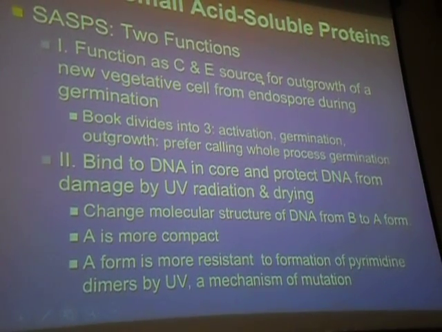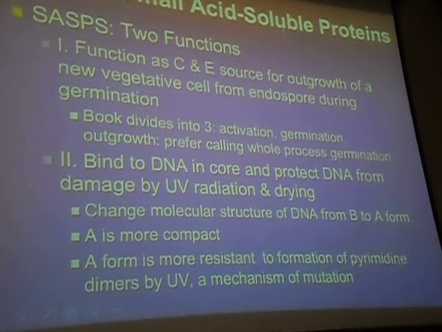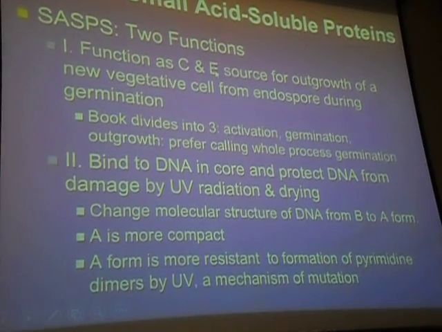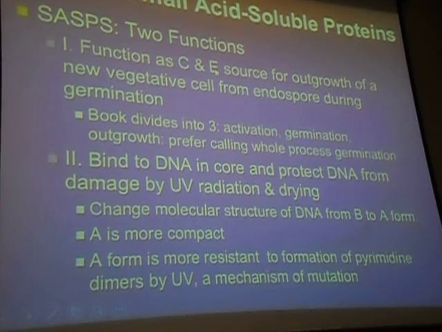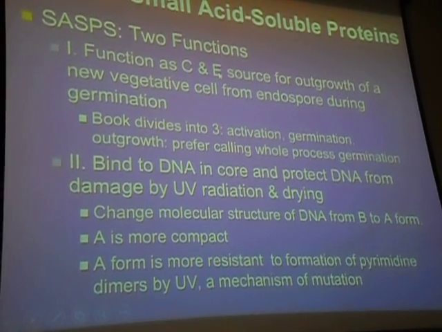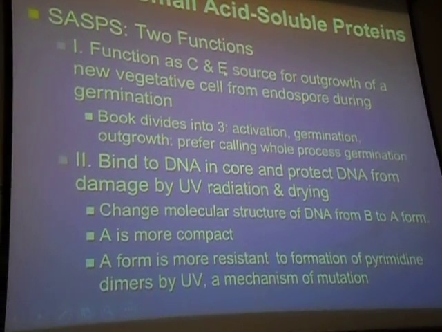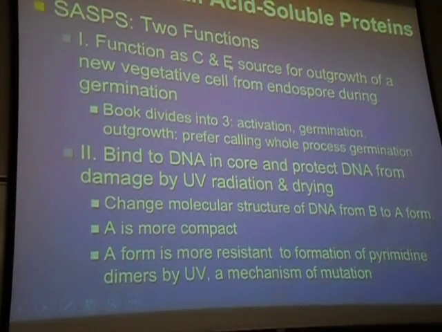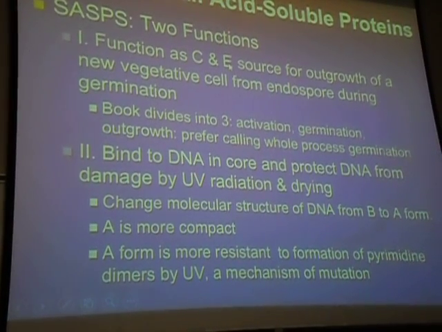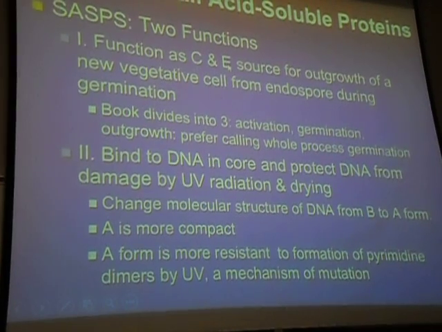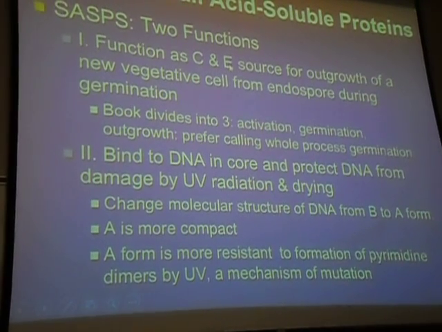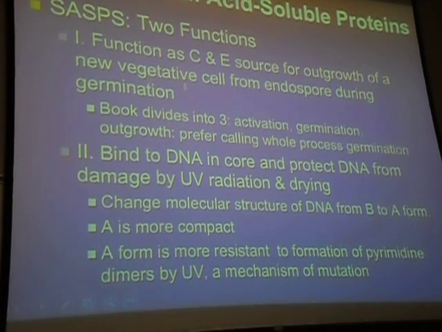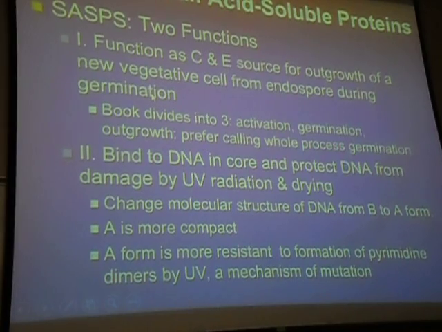So there are basically a couple of functions with these small acid-soluble proteins. One is they can later on serve as a carbon and energy source for the outgrowth of a new vegetative cell. You're not going to make macromolecules without inputting energy, okay? So you have to have a carbon or an energy source. You need to make carbon to make the organic molecules. Typically that organic compound, these little proteins, also are used as the energy source. So these provide the carbon and the energy to make a new vegetative cell. So that's their function there. So it basically provides that carbon and energy for the germination process.